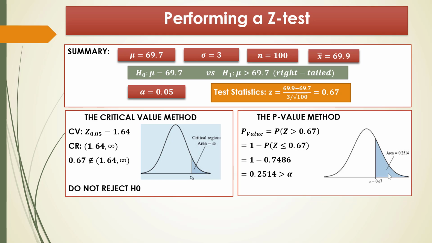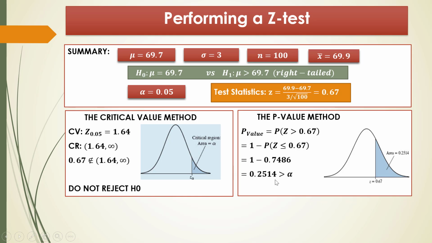Remember, the A2 table gives you the area to the left of a z-score. So to use the A2 table, you have to convert the problem from a right-tail problem to a left-tail problem. So the probability that z is greater than 0.67 is 1 minus the probability that z is less than or equal to 0.67. Then we use the A2 table to find the area to the left of 0.67, which is 0.7486, and the area to the right of it is 0.2514.